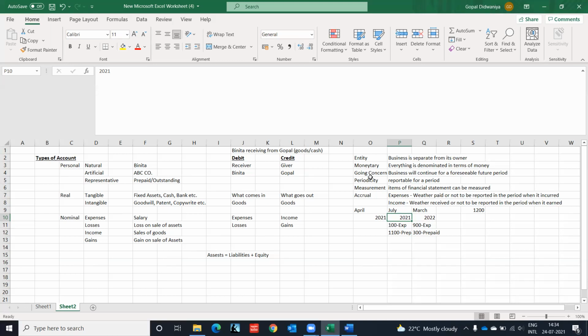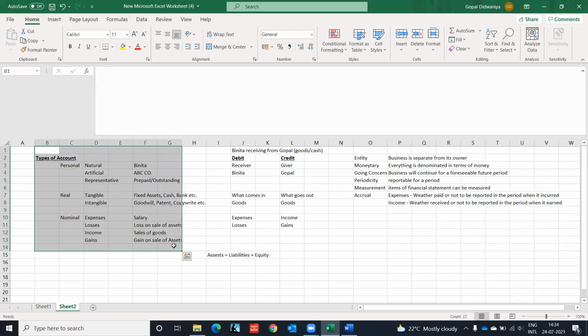Accrual concept: expenses, whether paid or not paid, if incurred, are to be reported in the period. Income, received or not received, if it is earned, you have to report in the period. So this is the basic concept.